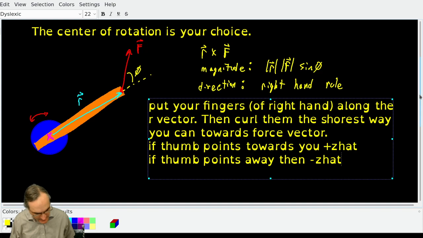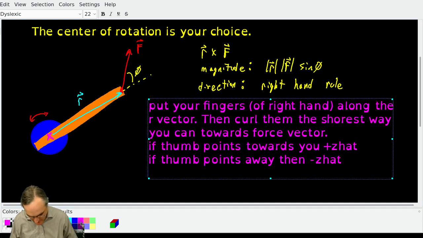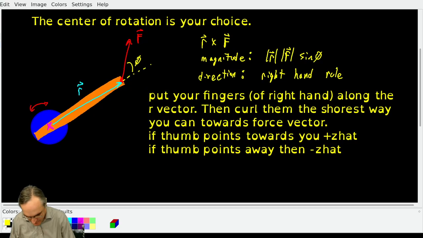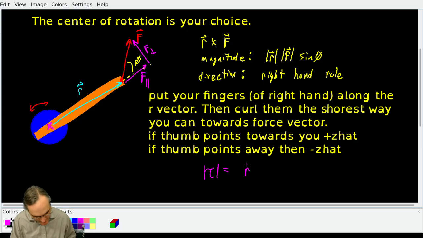This whole sine phi thing, I want to talk about another idea. We can, in fact, split the force up. If you think about how this works, we're essentially splitting the force into an F perpendicular and an F parallel. That's one way you can think about it. And when you do that, the magnitude of the torque becomes equal to the magnitude of the r vector, times the perpendicular component of your force vector.